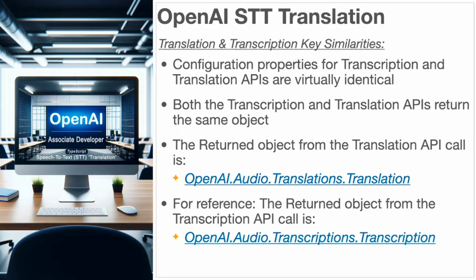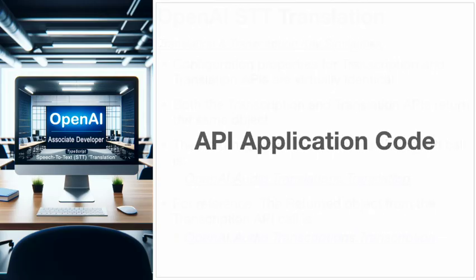Another subtle difference: the output object returned by the Translation API call is a translation rather than a transcription object type. In summary, the key configuration and return properties for the OpenAI Transcription and Translation APIs are virtually identical. Now that we understand the similarities and subtle differences between the two APIs, let's dive into coding a Translation API call.